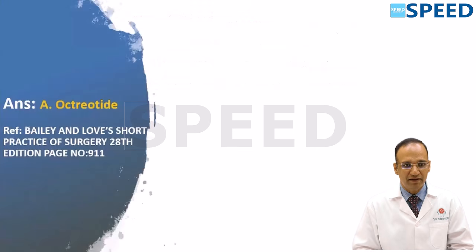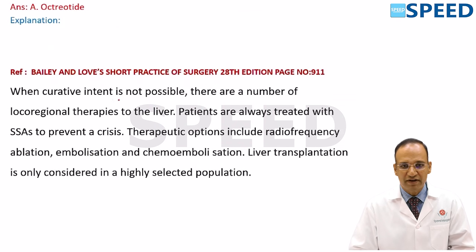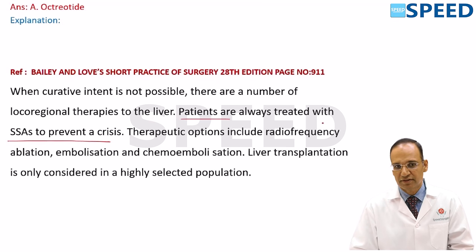analogs. Very clear? So, when curative intent is not possible, there are a number of locoregional therapies to the liver. Patients are always treated with somatostatin analogs to prevent the crisis. So, this is Bailey 20th edition, page number 911.